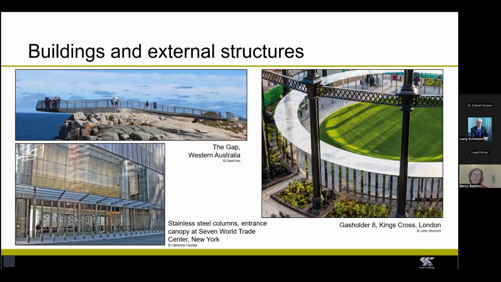Why would duplex stainless steel be chosen for the columns for the entrance structure at the 7 World Trade Center? Well, here, the columns needed to have very good impact resistance to withstand the possibility of vehicular impact. So duplex stainless steel was chosen. And then the photo on the right-hand side, that's a beautiful architectural canopy in London. Stainless steel here chosen for the aesthetic appearance.